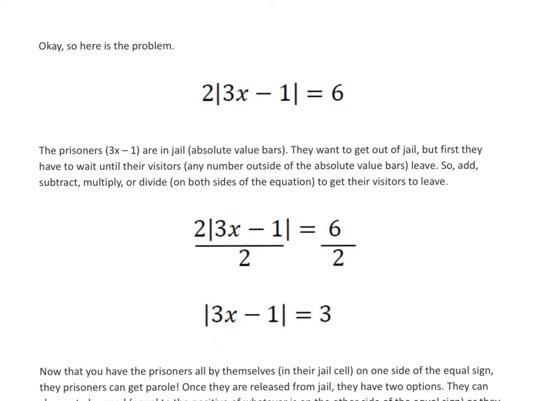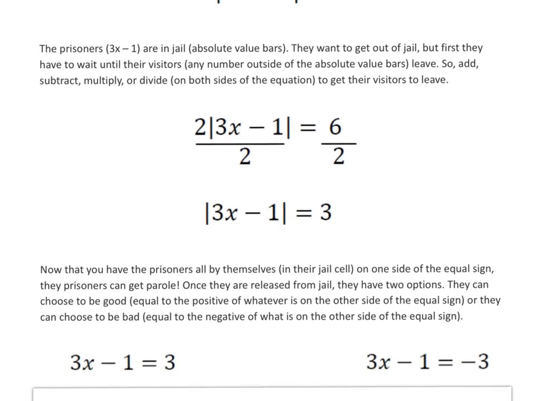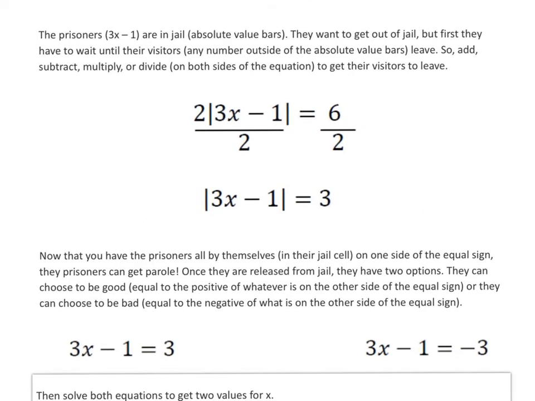So now that they're by themselves, it's time for them to get released from jail, and they have 2 options. When you get released, you have two options that you can do. You can either choose to be good, positive, or you can choose to be bad again, which will likely get you back in jail eventually. All right, so you have 2 options when you get out of jail, good and bad.